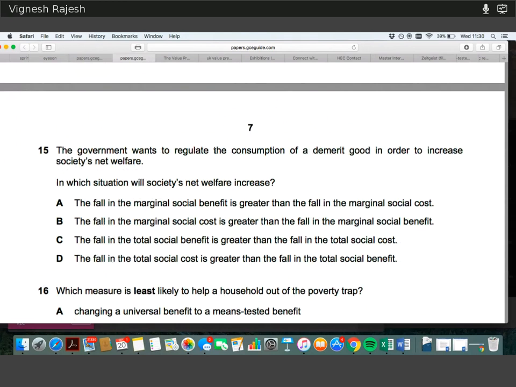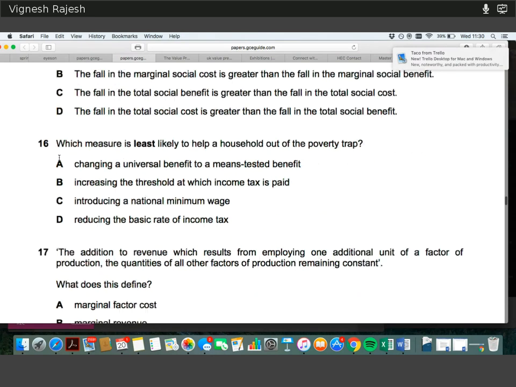15. Government wants to regulate consumption of the demerit good. I think it can be quite confusing to look at the marginal side of it, but you can essentially discount A and B initially because increases in net welfare are going to come from changes in the total benefits and the total costs, and we can clearly see the answer is D because if the costs fall by more than the benefits, there's going to be a net benefit, i.e. a net increase in societal welfare. So 15 is D.